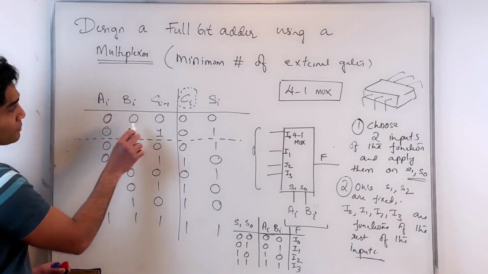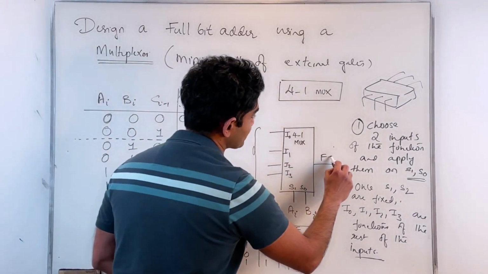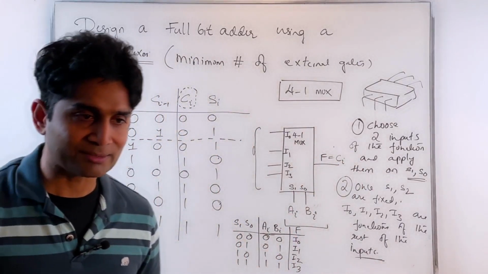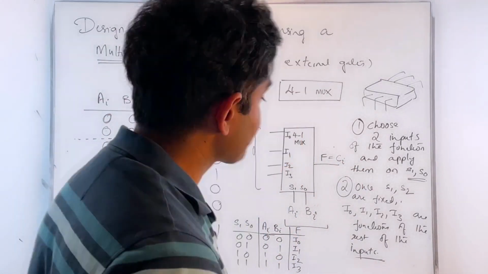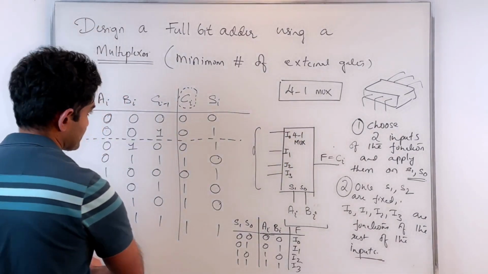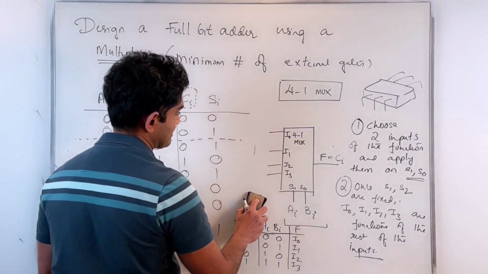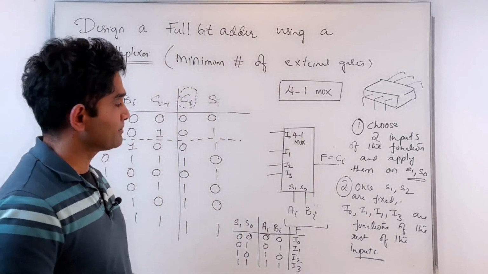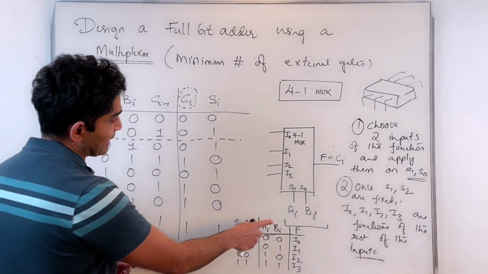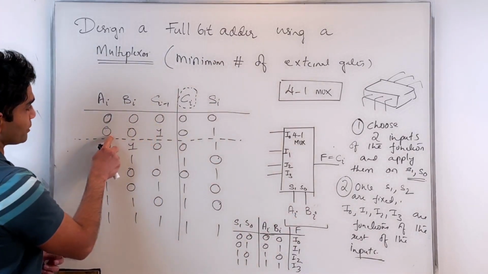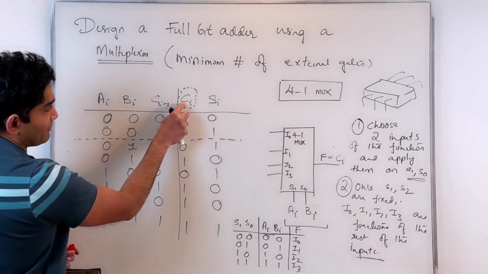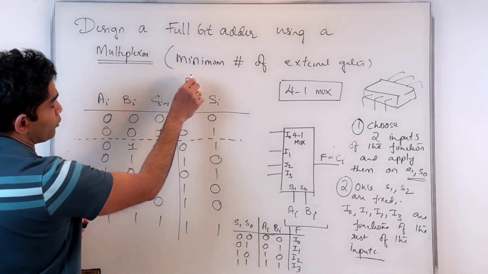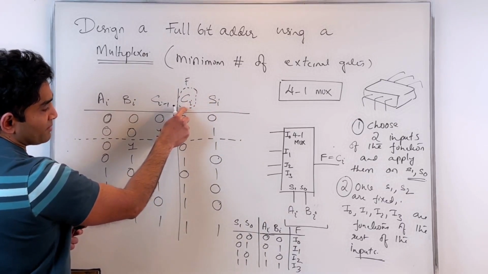Now relate that to the function. I want my f to be Ci here. I'm trying to implement for Ci. In the first case, I want my f to be Ci. Okay. All right. When I apply AI and BI to be zeros, I want my f, the output of the multiplexer, to be Ci.